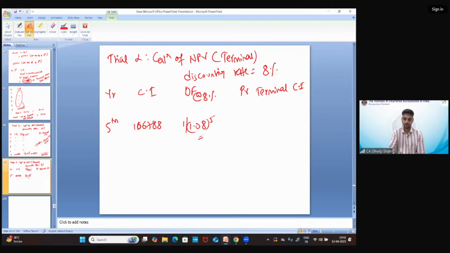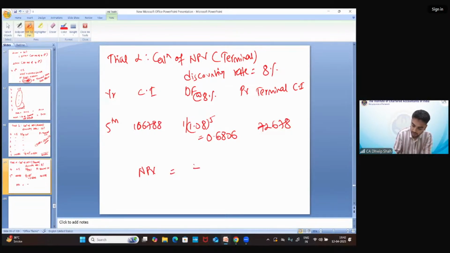Tell me, what is the discounting factor coming to? 0.6806. So my present value of terminal cash inflow comes to 72,678. So my NPV in this case would be 72,678 minus 80,000, which is negative 7322.